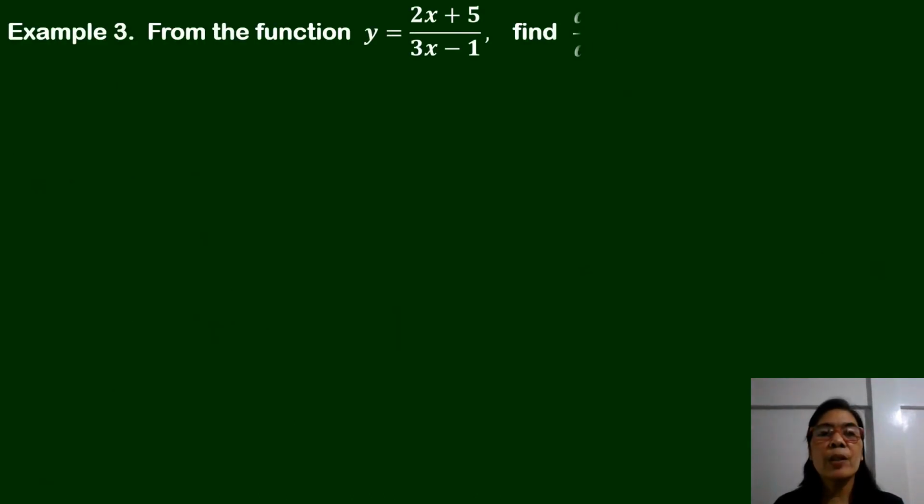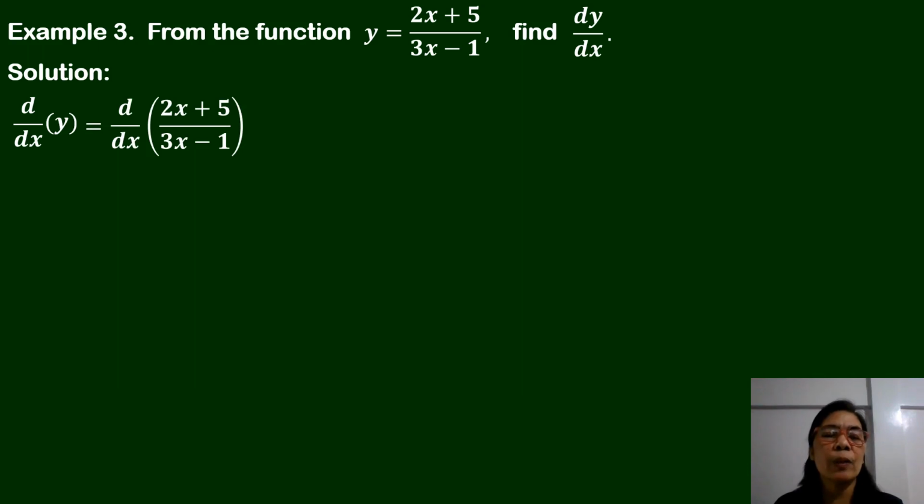Let us solve another example. From the function y is equal to 2x plus 5 all over 3x minus 1, find the derivative of y with respect to x. So again, we follow the same process. We find the derivative of the left member with respect to x. We find also the derivative of the right member with respect to x. So that the derivative of y with respect to x is written as dy over dx. Then we read the right side. The derivative of 2x plus 5 all over 3x minus 1.